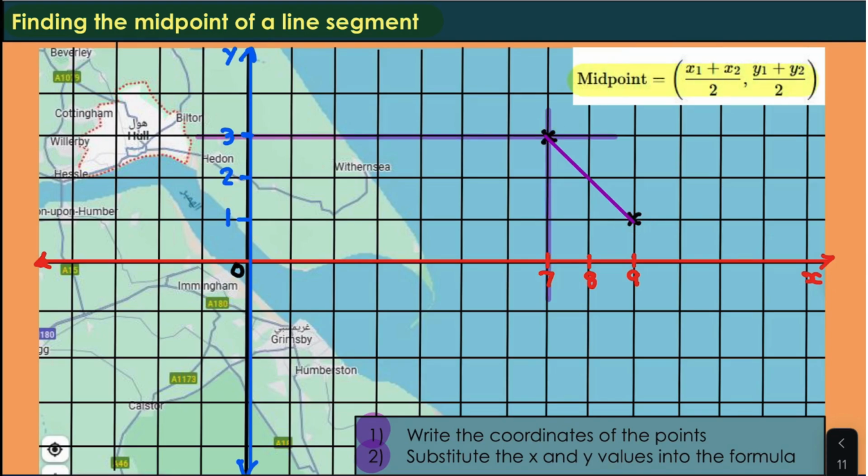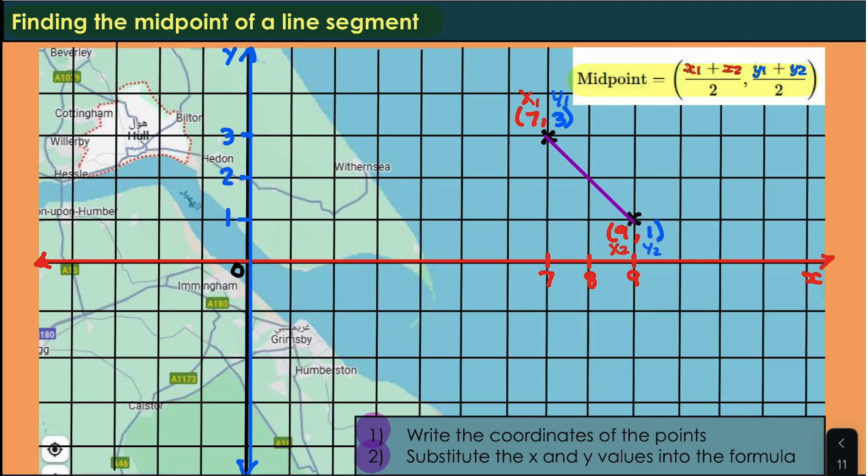From the x-axis, we have a value of 7. From our y-axis, we have a value of 3. For our next coordinate point, from the x-axis, we get a value of 9. From our y-axis, we get a value of 1. Our first point is 7, 3, so we have x1 and y1. Our second point is 9, 1, x2 and y2.